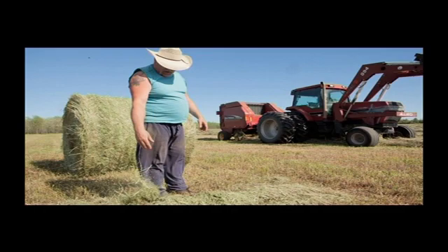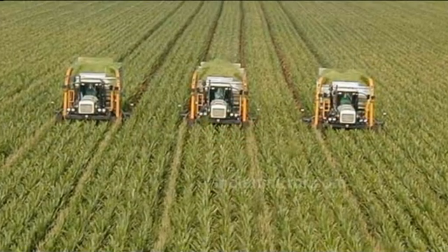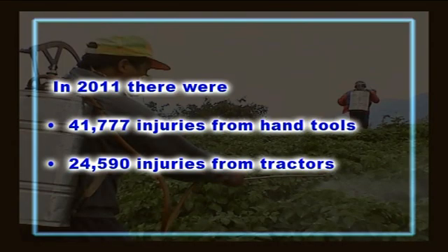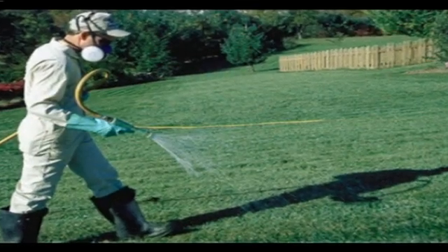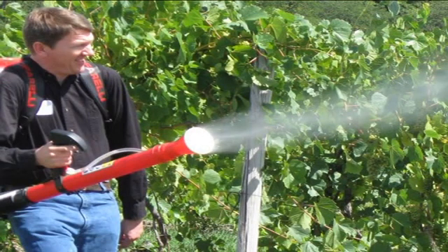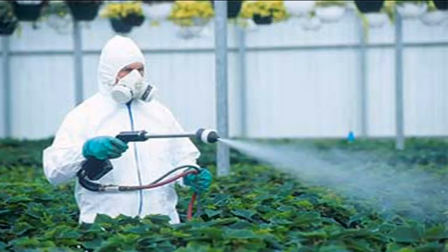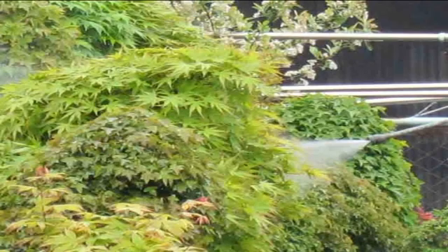As for non-fatal injuries in agriculture, machinery was the leading source with 99,402 reported injuries. In 2011, there were 41,777 injuries from hand tools and 24,590 injuries from tractors. Skin disorders. Farm workers are exposed to many occupational and environmental risk factors that result in skin diseases, whether mechanical devices, chemicals, plants, organic and inorganic dust and fungi.